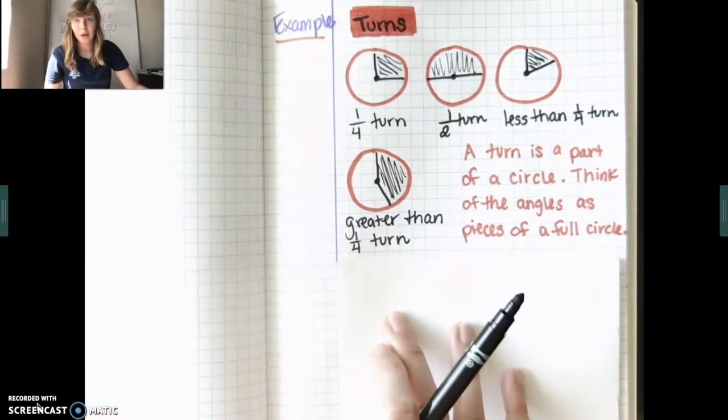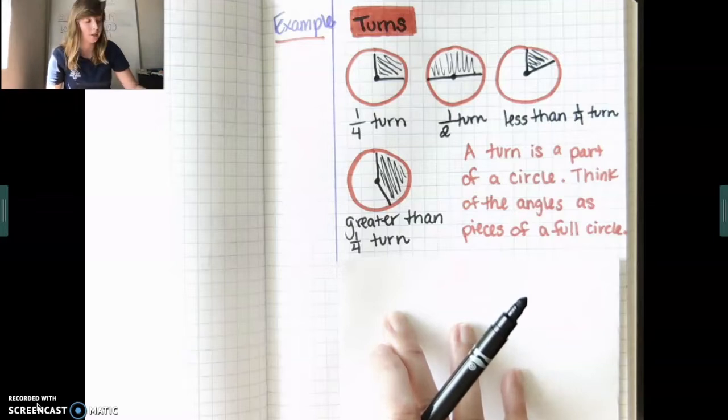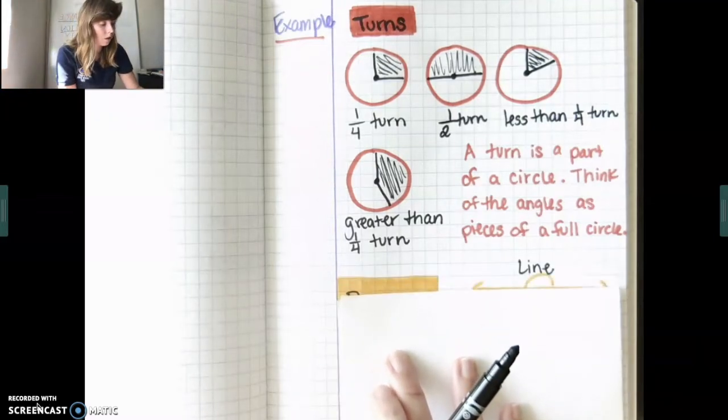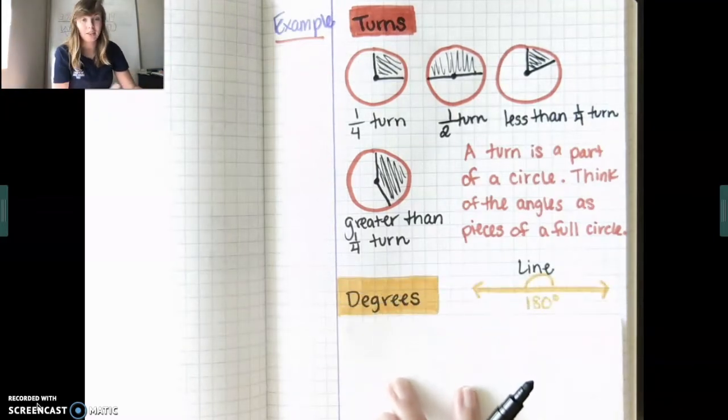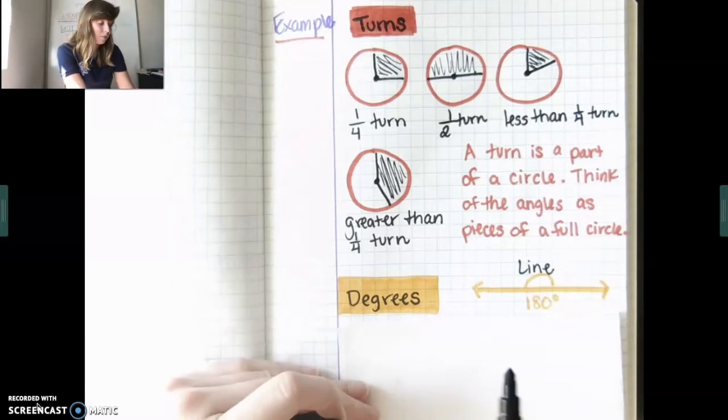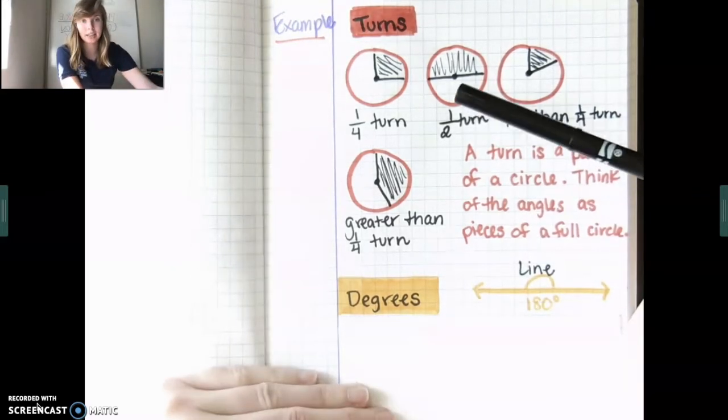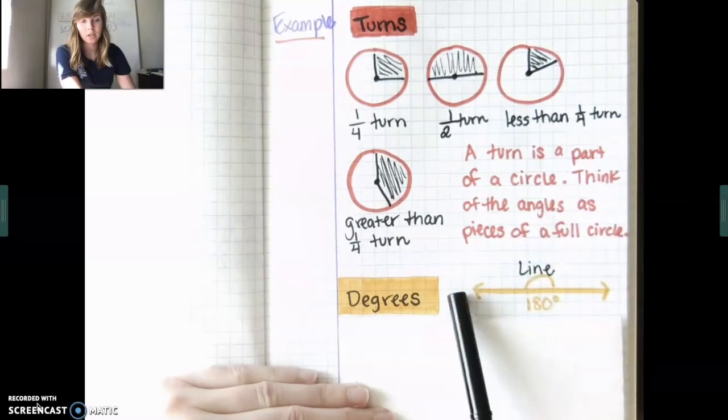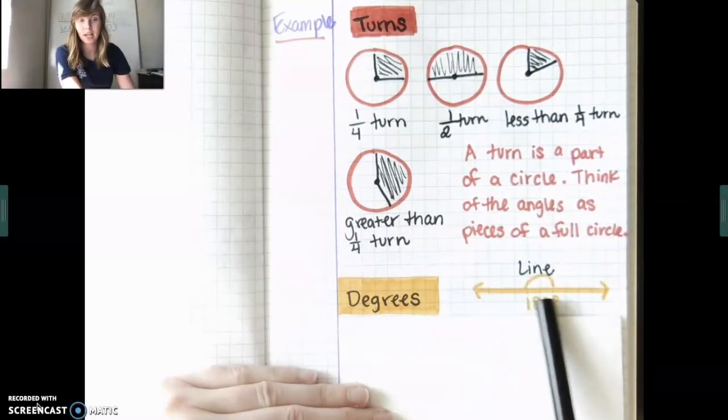Now I want to talk to you about degrees and how those work with angles. So for degrees, the first example I have is a straight line. A straight line, when we're talking about degrees, is 180 degrees. That is half of a circle or a half turn like this. 180 degrees is a straight line.